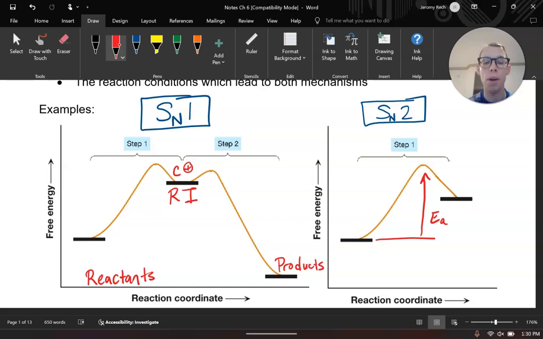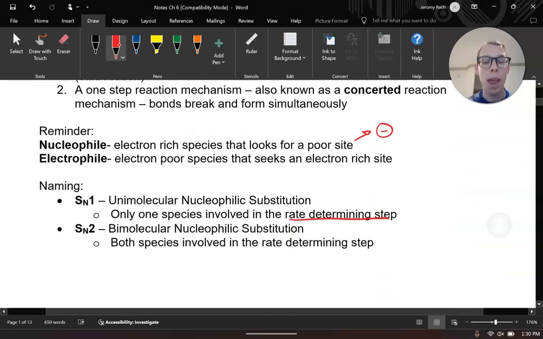SN2 has everything happen all at once. And with the fact that everything happens all at once, we call this bimolecular. And a bimolecular nucleophilic substitution is going to be when both of our species are involved.